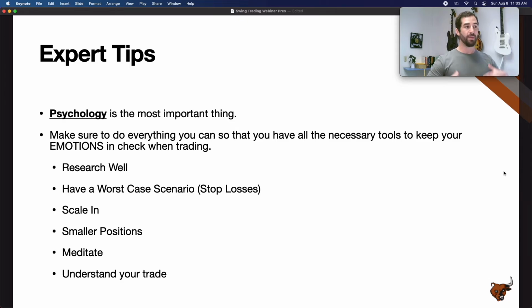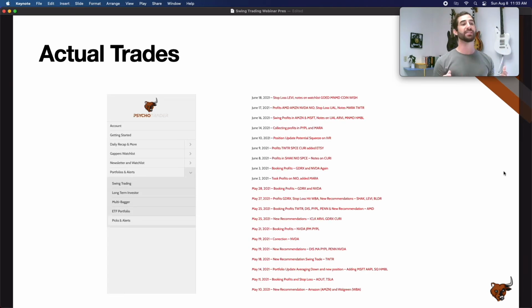So, at the very beginning, I told you I was going to go through lots of examples. We looked at past examples. Now, the last thing I want to do is to look at actual trades that we took with our members. Here's our dashboard. Here are some of the alerts that we've sent. And let's just jump right into it, okay?